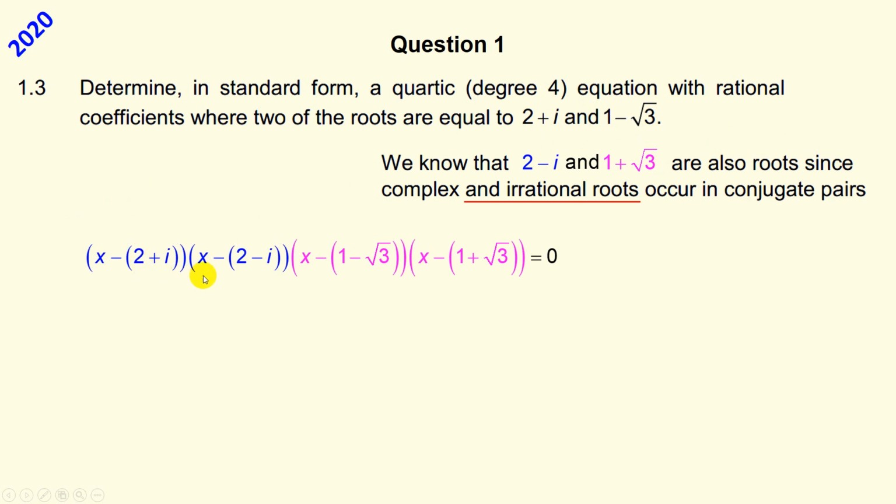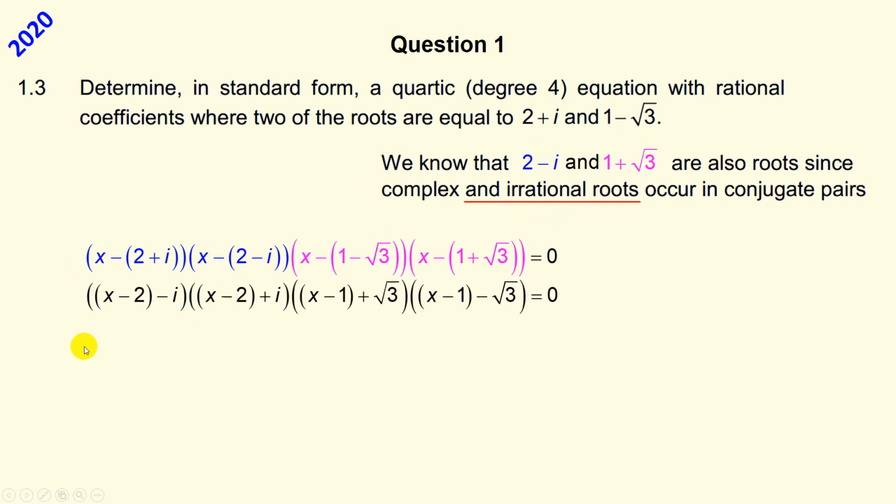Remember that if we know that the root is 2 plus i, then the bracket is x minus 2 plus i. And of course, we have x minus 2 minus i, then we have x minus 1 minus root 3, x minus 1 plus root 3. We do the little trick of rearranging them. So we put the x and the 2 together, and i separate, root 3 separate. Now we have a difference of squares and a difference of squares.